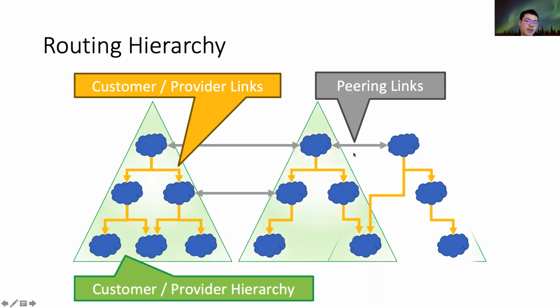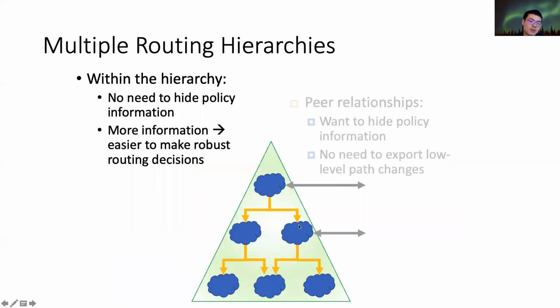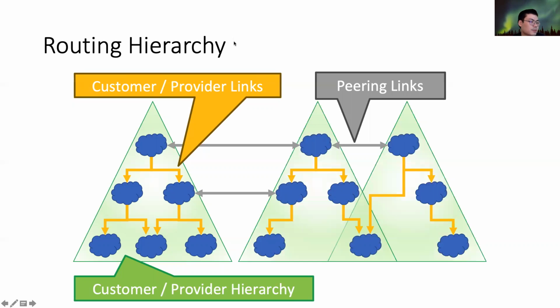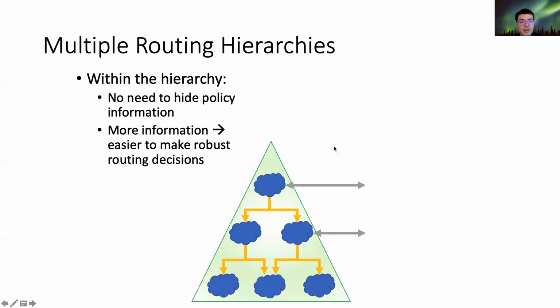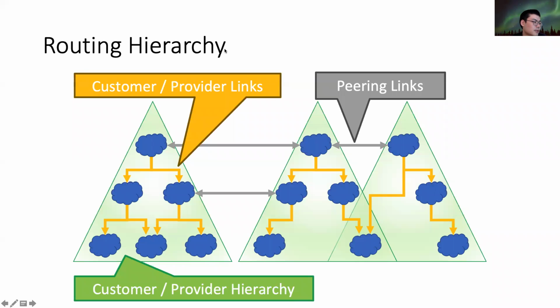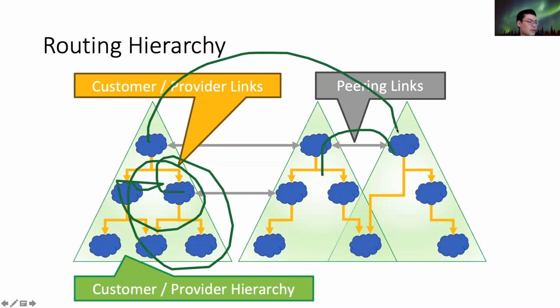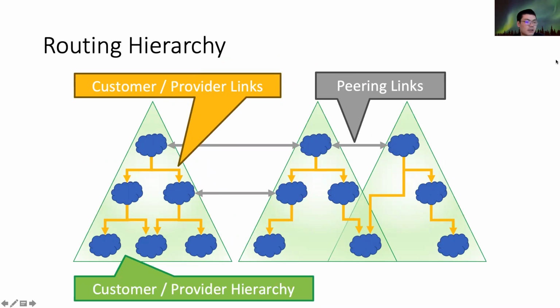Additionally, we have these other two triangles. Additionally, we have these horizontal links, which are the peering links. The orange ones are the customer-provider links. For the peering links, we can hide information. For example, when this guy is peering with this guy, I don't need to share any information here, because these two are not peers. If these two are peers, of course they will share information, but at this moment, the whole triangle information, you don't need to share. So that hides a lot of information there.